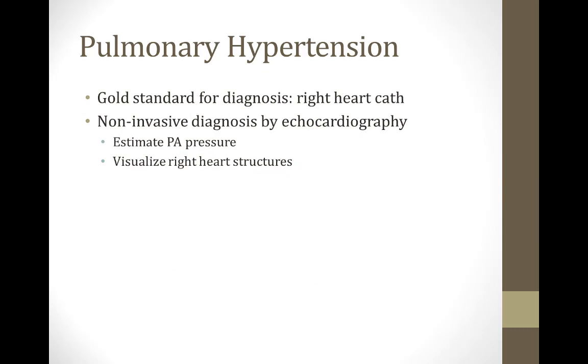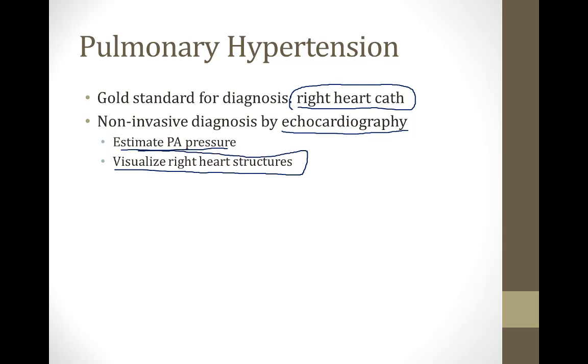The gold standard for diagnosis of pulmonary hypertension is to do a right heart catheterization. This involves inserting a catheter into the pulmonary artery and directly measuring the pressures. Now this is invasive, so we only do this when we need to. There's a non-invasive way to estimate pulmonary pressures, and that's by using an echocardiogram. This can see the flow of blood across the tricuspid valve and use it to estimate the pulmonary pressure. It can also visualize the right heart structure so you can see if the right ventricle is hypertrophied or enlarged.